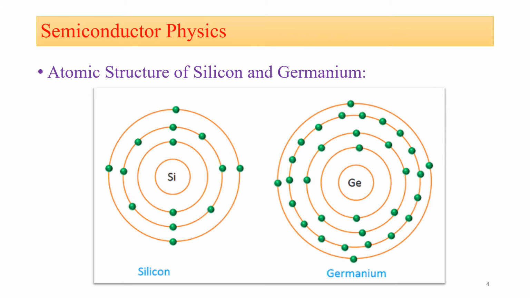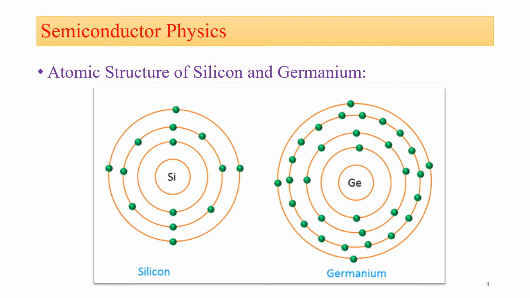Now let's see the atomic structure of silicon and germanium. First of all, silicon. As we know, the atomic number of silicon is 14. So a total of 14 protons and 14 neutrons are in the nucleus. Now we will decide how many electrons will be in each orbit. If you see the picture, a total of 3 orbits are there.